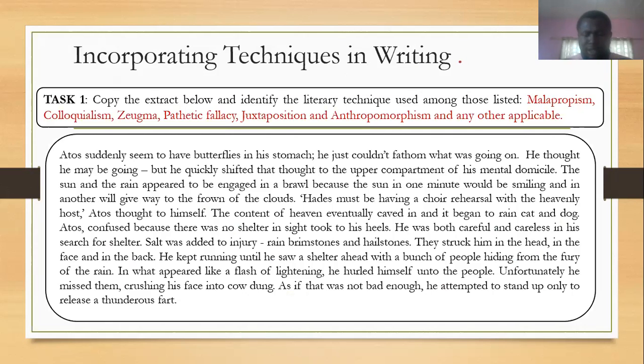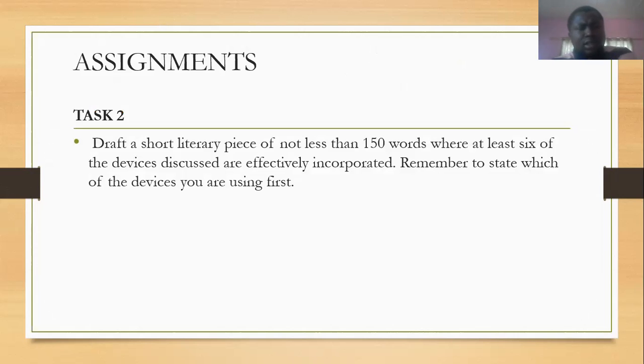Great. Now we move to the assignment for the day. This happens to be the text. To draft a short literary piece of not less than 150 words, where at least 6 of the devices discussed are effectively incorporated. Remember to state which of the devices you're using first before incorporating them in your draft.